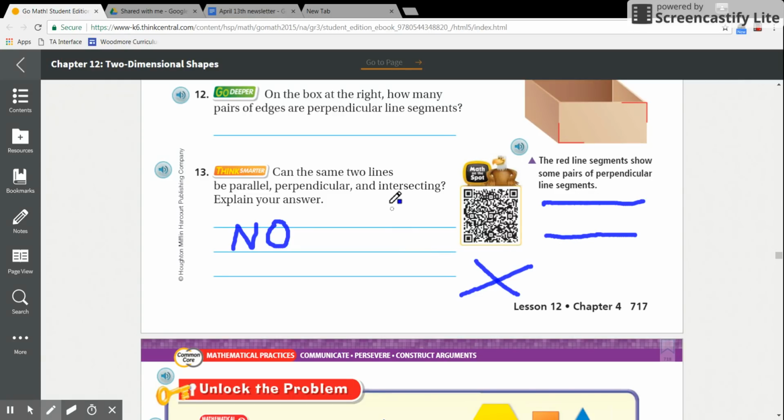Now you can have lines that are intersecting and perpendicular. I'll do my best to make them here. If you have a plus sign, your lines are intersecting and they are creating a right angle right there. So you can be perpendicular and intersecting, but not parallel. So it is impossible to be all three.